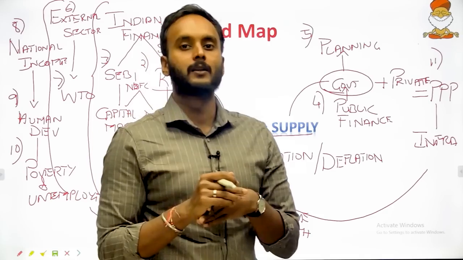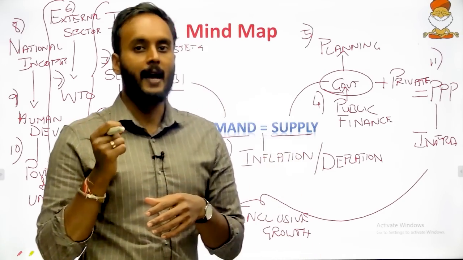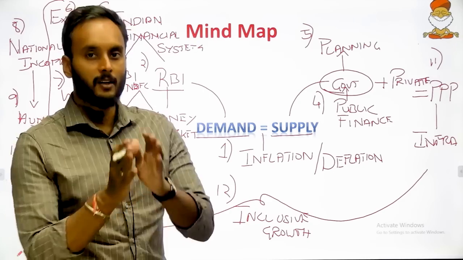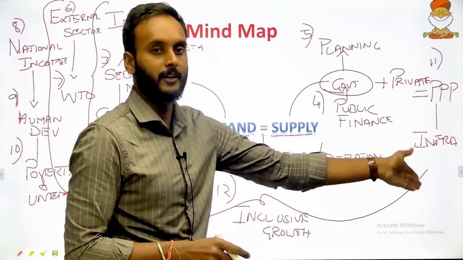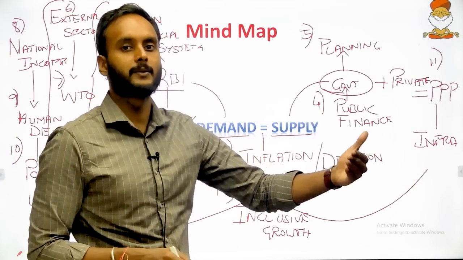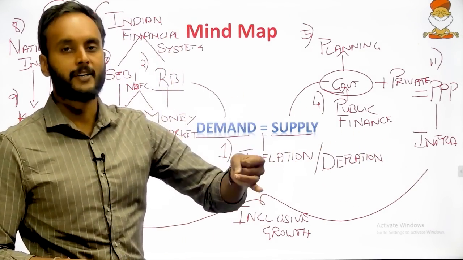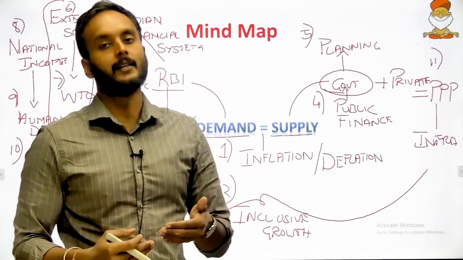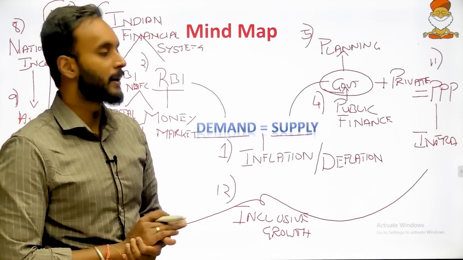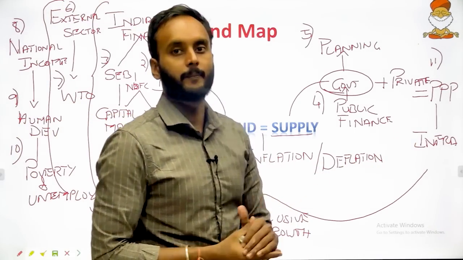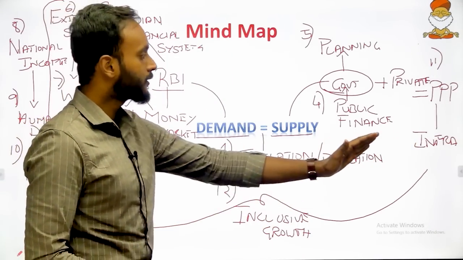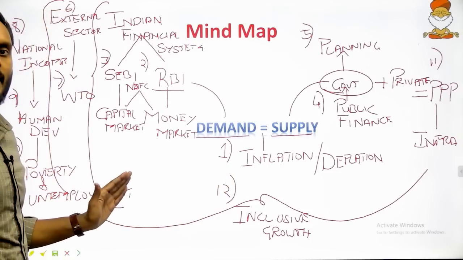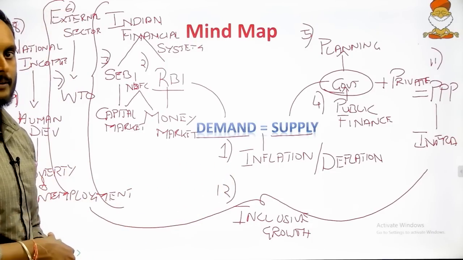Whatever relevant aspects are related to these documents will be studied as a part of the infrastructure chapter. What are the latest developments with respect to agriculture, manufacturing, services, transport, energy, education and health? All these aspects we read as a part of the infrastructure chapter, right? So students, this is the mind map to understand how the economy is interlinked.